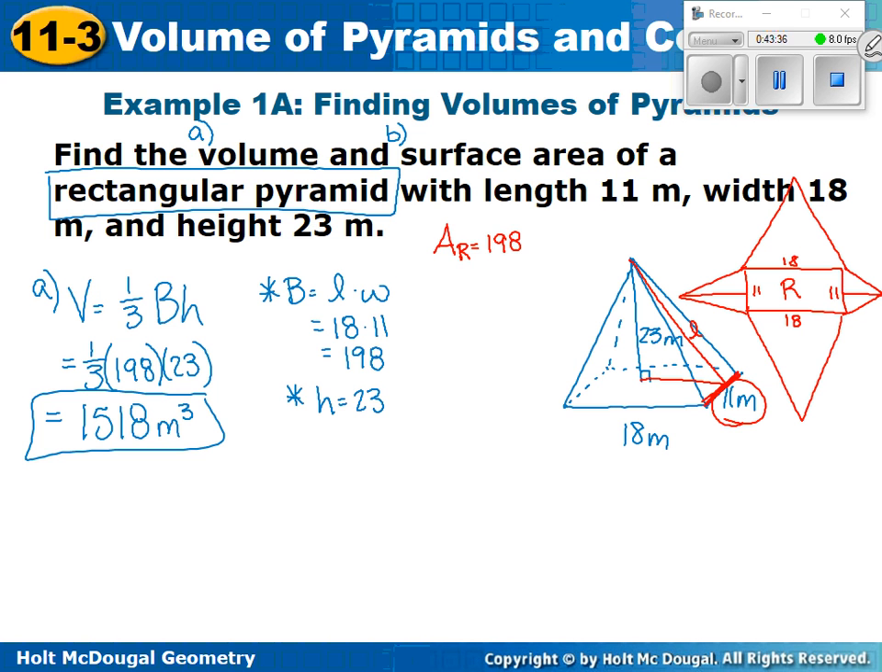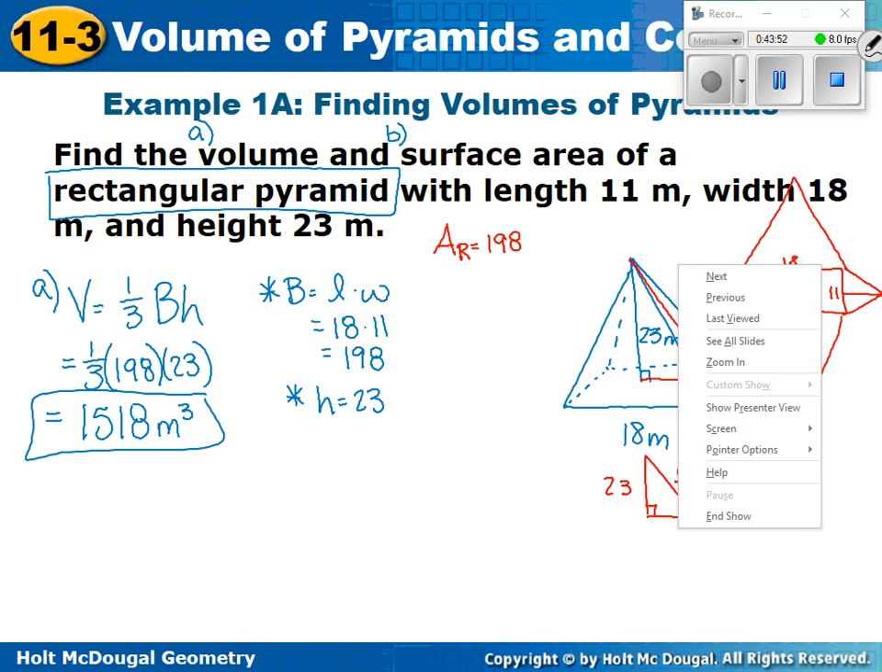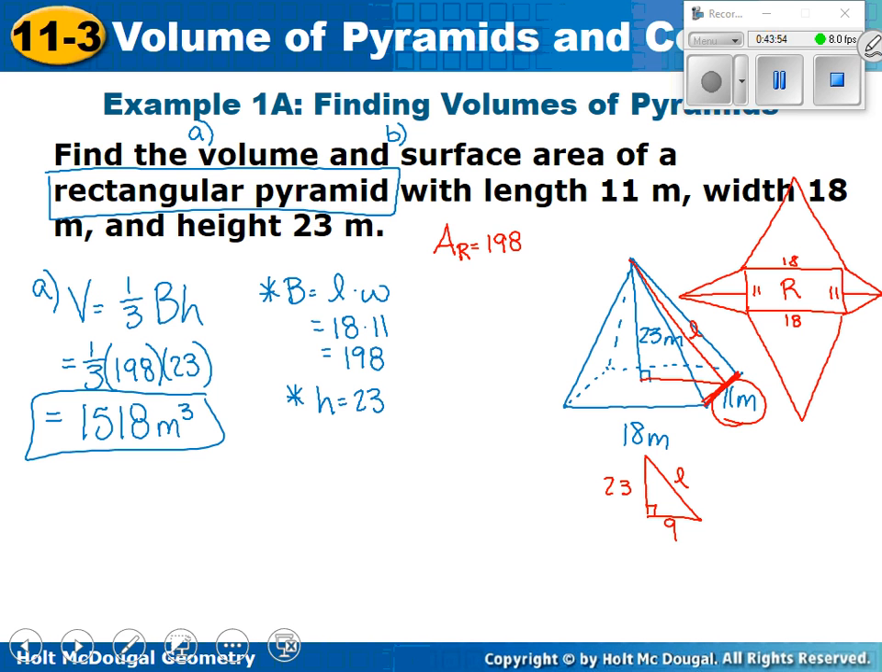Okay, so let's do it. We have this right triangle. This is 23. We're trying to find the slant height. What is this distance? 9. It's going to be half of this length, which is 18. So that is 9. Okay, do the Pythagorean theorem there and let's find L. So we have 23 squared plus 9 squared equals L squared. What's 23 squared?